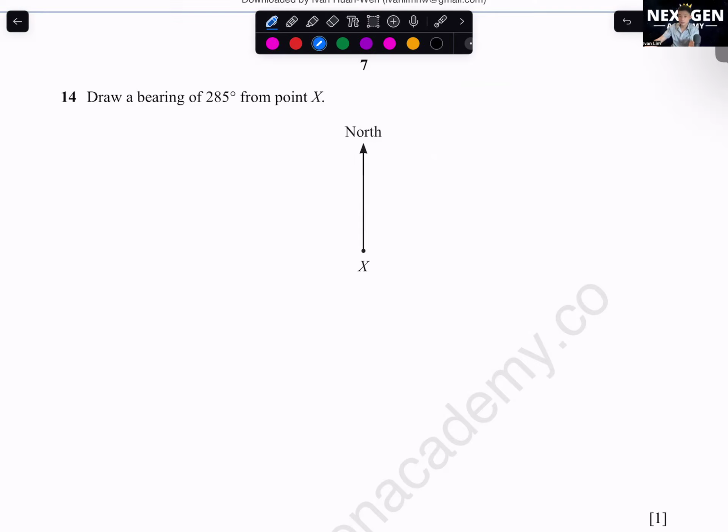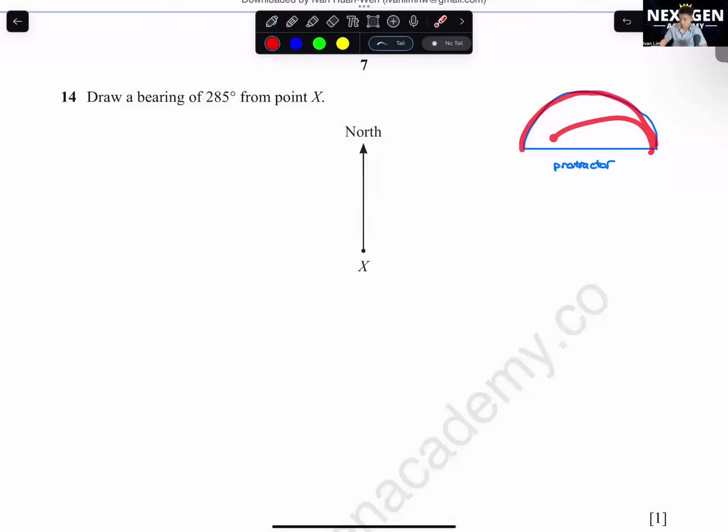What do we need to do for bearings? What instrument do you need? You need a protractor. Do you all know what a protractor is? This is a protractor, the semicircle one. Maybe some of you haven't learned it yet, so don't worry. The protractor has angles from 0 all the way to 180 degrees from both sides.